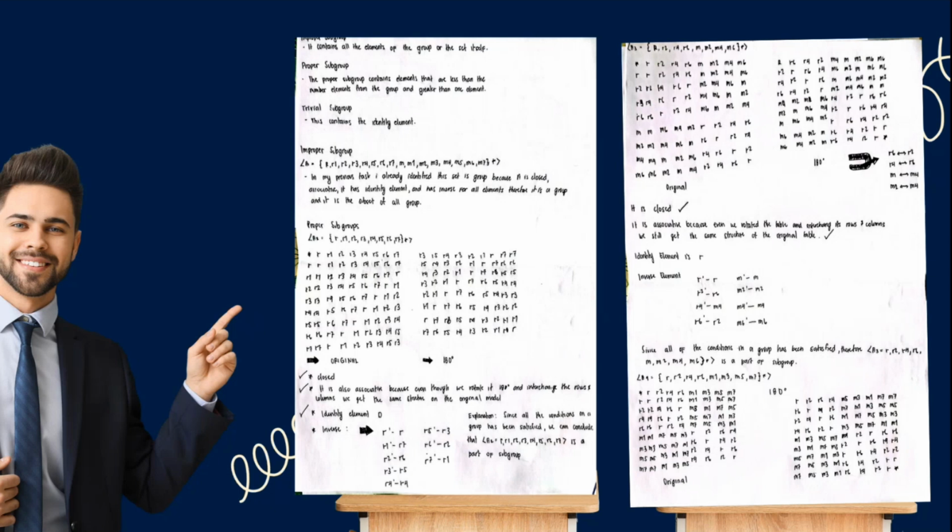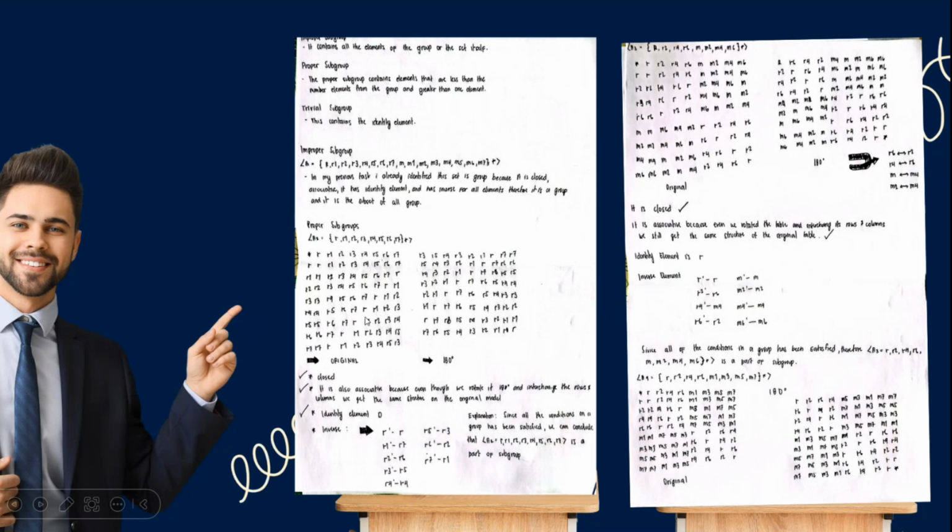Under improper subgroups, we have the set itself. In the previous task, we already identified that this set is a group because it is closed, it is associative, it has an identity element, and it has an inverse for all elements. Therefore it is a group and it is a subset of the group. Next, in the proper subgroups, we have A2. In A2, we have the elements R, R1, R2, R3, R4, R5, R6, and R7, as you can see here in the table.